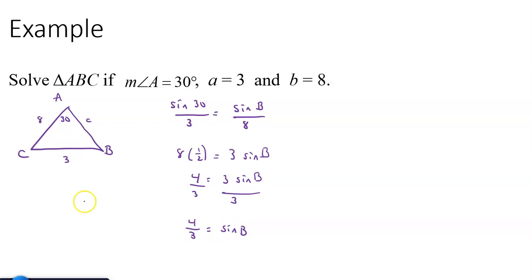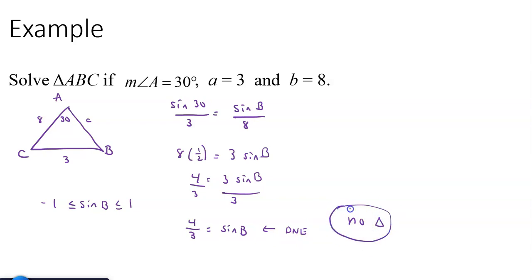Now remember that the sine values can't be any bigger than 1. Can't be any smaller than -1. Which means that this doesn't produce a valid thing. There is no such thing as the sine of an angle being 4/3. So it does not exist. Which means there's no triangle.